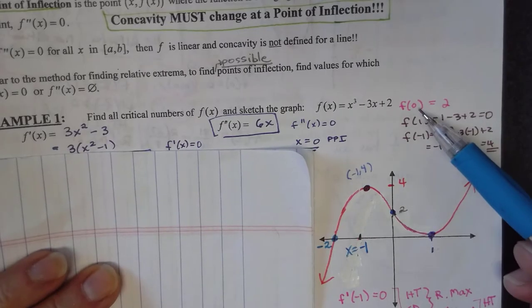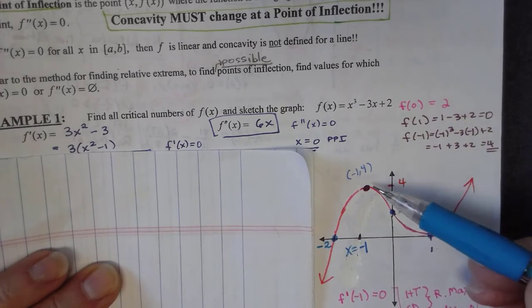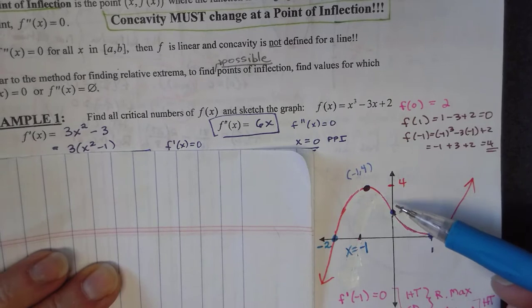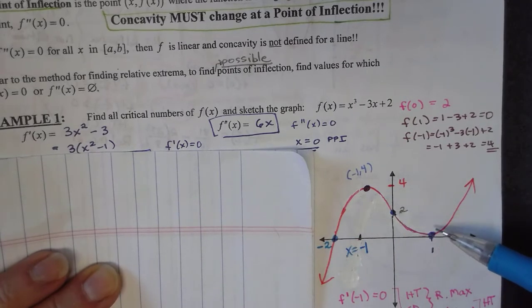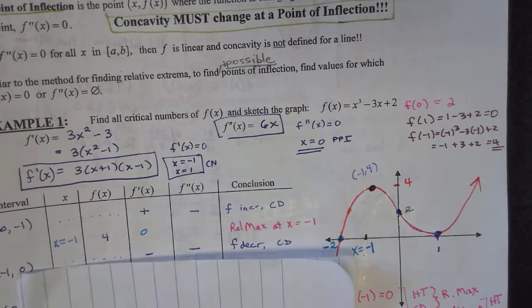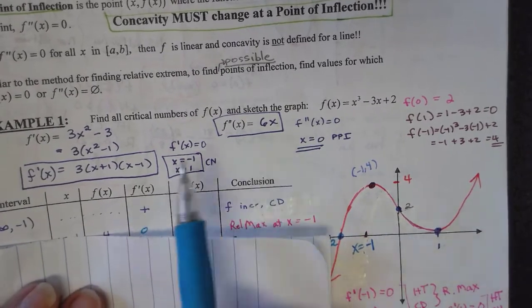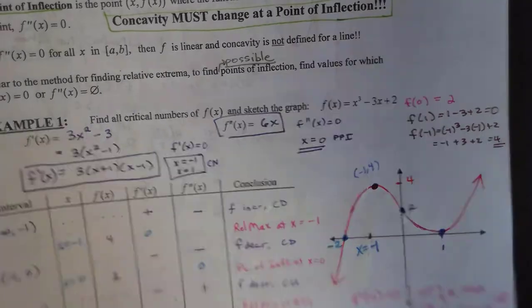So if I just go plot these 3 points, (0, 2), (1, 0), and (-1, 4), all I know is these 3 points. We have to do calculus in order to learn the shape and direction of the graph. So now we're going to add something in our chart. All right? So we have critical numbers and possible points of inflection, and this is what's going to go on our chart.